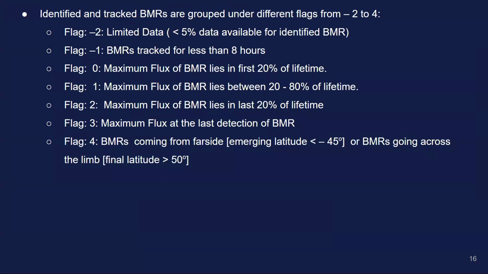So all the BMRs that are tracked are grouped into different flags from -2 to 4. -2 is for those BMRs which have been tracked for enough time, but we only have tracking information for less than 5% of its lifetime. -1 is for those BMRs which have a lifetime of less than 8 hours. This may even include ephemeral regions. Flags 0, 1, 2, 3 are given depending on the evolution of the flux of the BMRs.